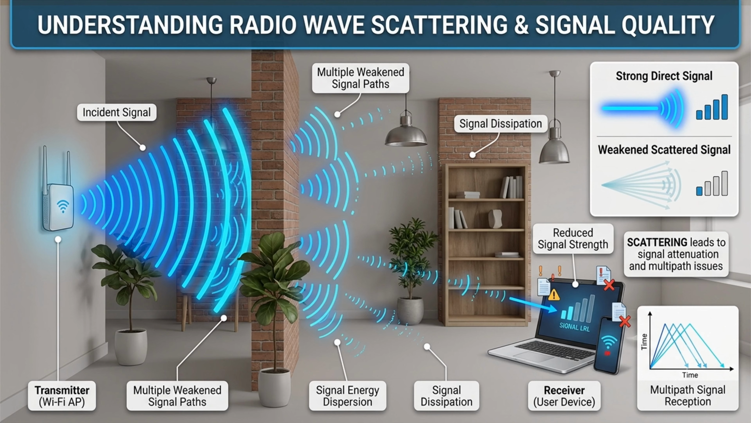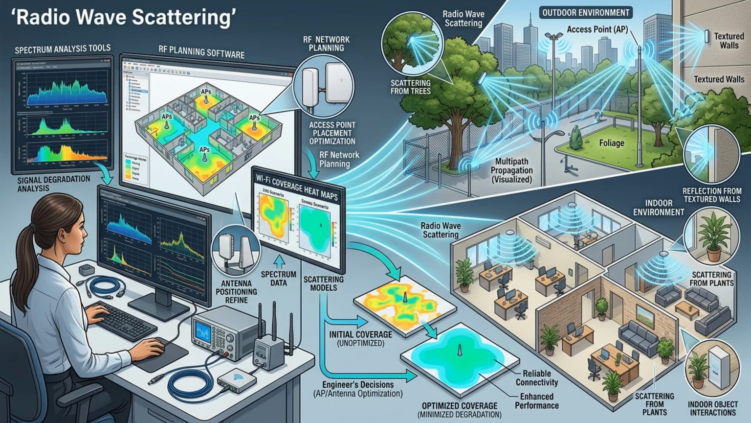In some cases, the scattered signal may become so weak that it dissipates before reaching its destination. Understanding scattering helps wireless engineers identify potential sources of signal degradation and design networks that maintain reliable performance in complex indoor and outdoor environments.